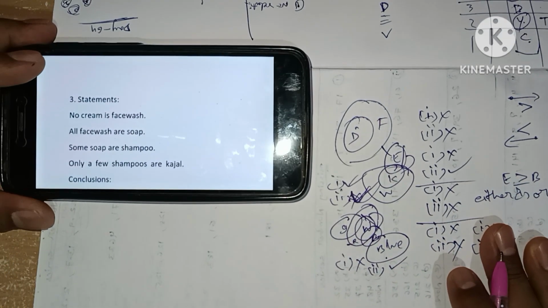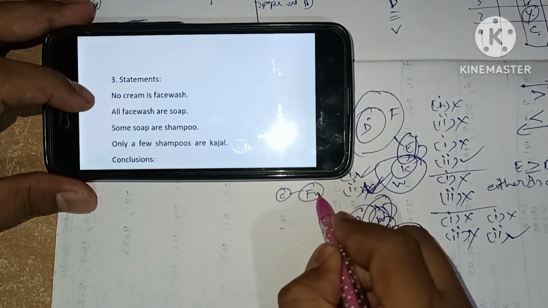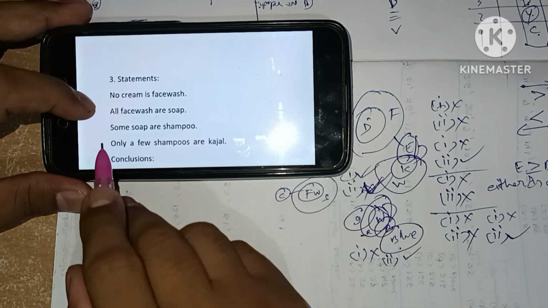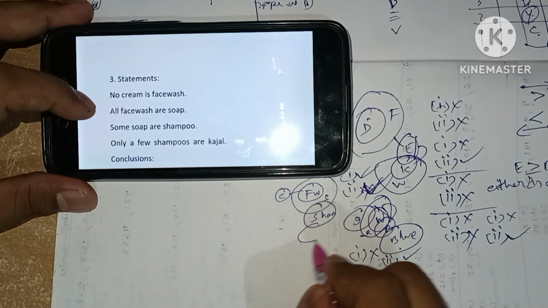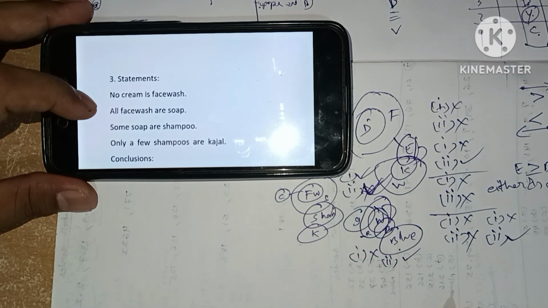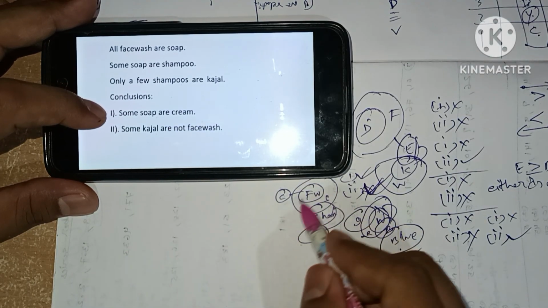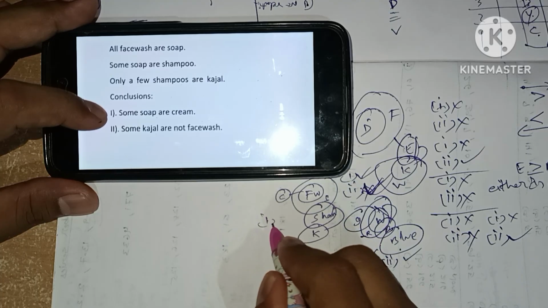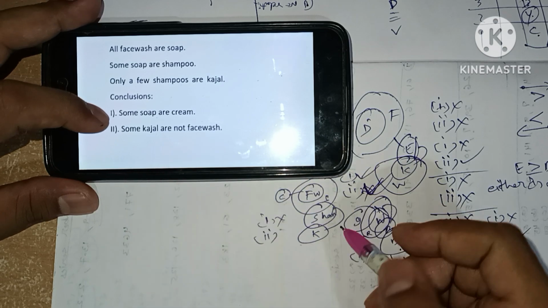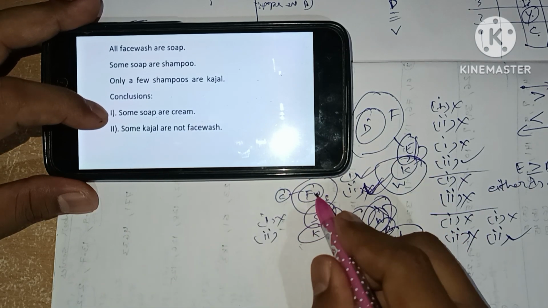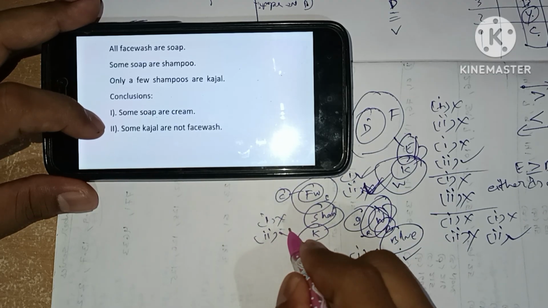Next, third question. No cream is face wash. All face wash is soap. Some soap are shampoo. Only a few shampoos are kajal. Let's see conclusions. Some soap are cream. Some part of soap is sharing with cream. No. First conclusion will be false. Second conclusion. Some kajal are not face wash. Not here, so all kajal can be face wash. All kajal can be placed inside face wash. It is possible. All case possible means some not case will be false.